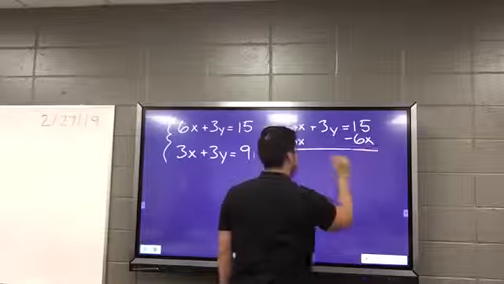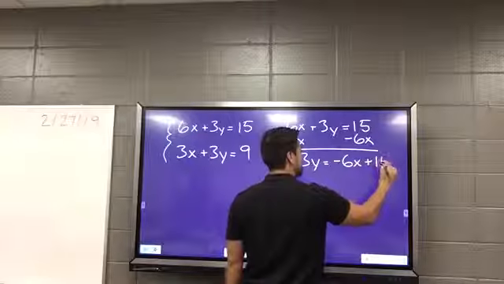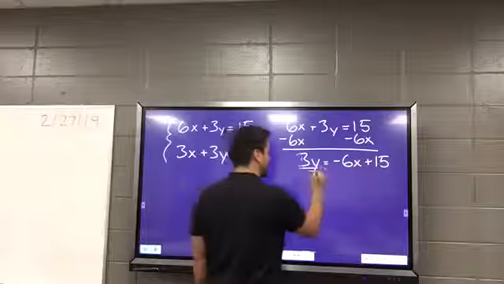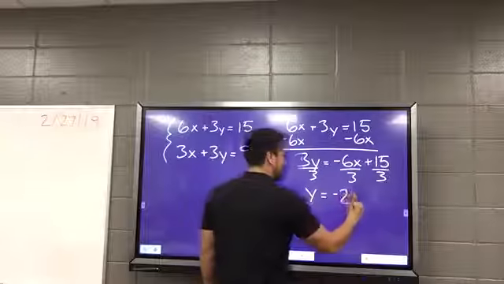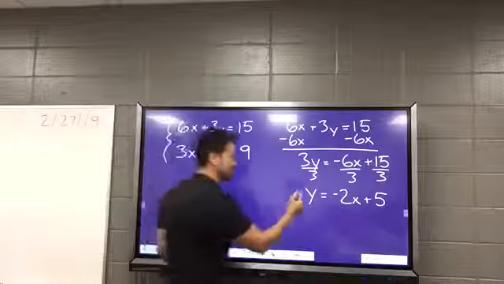All right, I get 3y equals negative 6x plus 15. And last step, what do I do, guys? Divide everything by 3. I get y equals negative 2x plus 5. That is slope-intercept form. I like that. I'm going to circle it because I'm going to use that later.